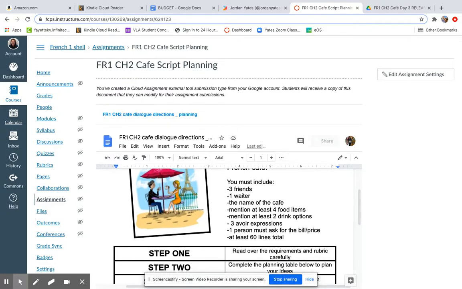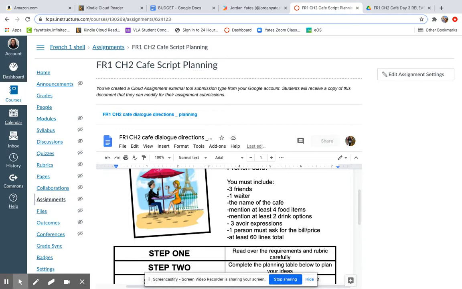Three avoir expressions. The easiest ones are obviously I'm hungry, I'm thirsty: j'ai faim, j'ai soif. You could also use j'ai envie de, I want, or j'ai besoin de, I need. Those are going to be easy ones to include in your script somewhere. One person has to ask for the bill or price. That has to be somewhere in your script, and it needs to be at least 60 lines total.